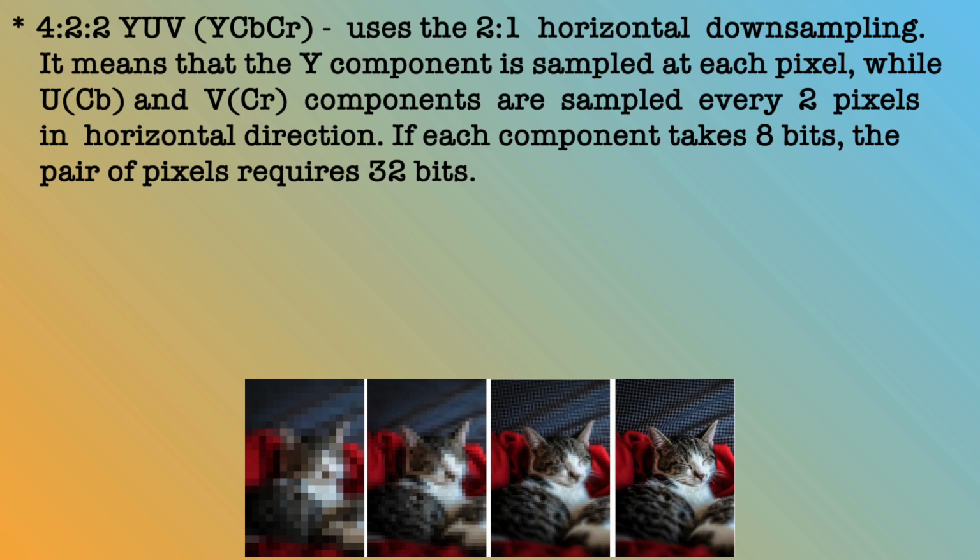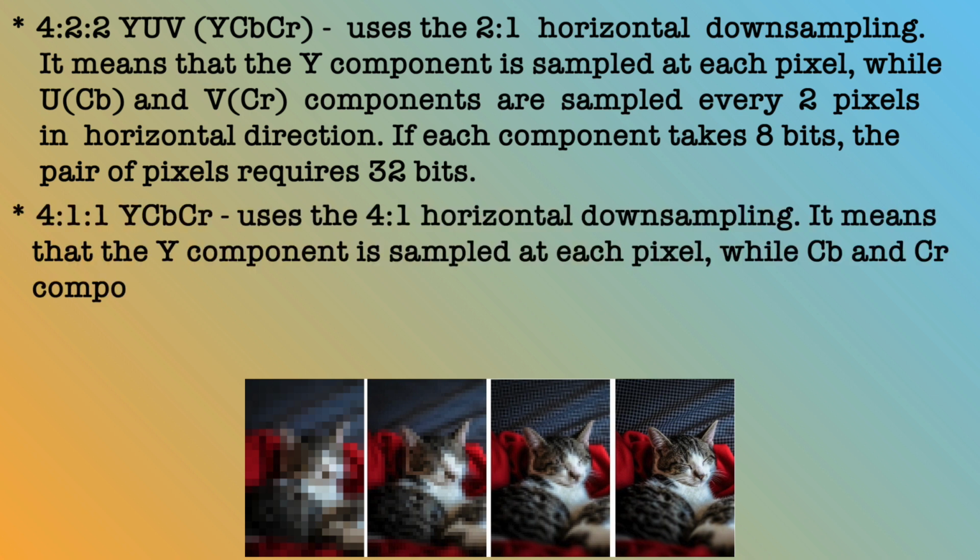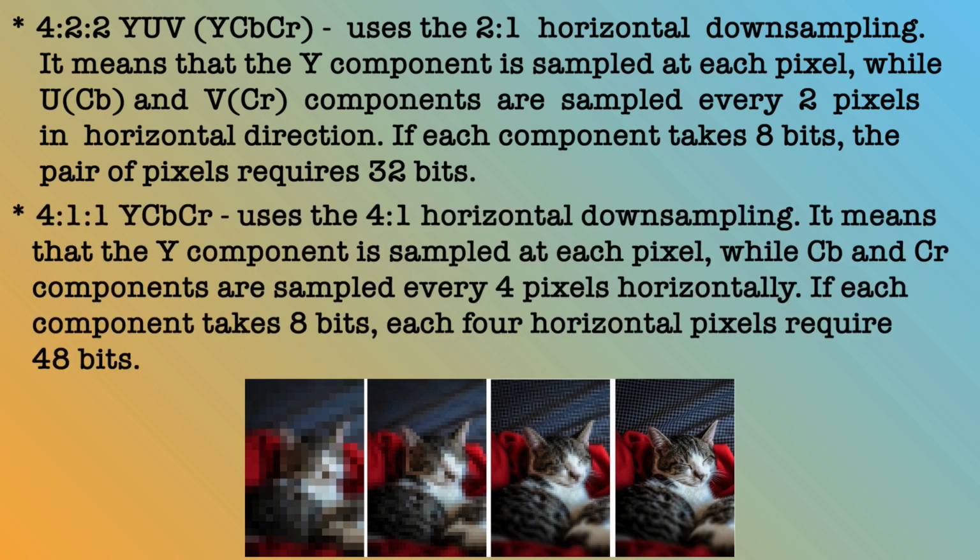Now the third sampling ratio is YCbCr 411. It uses 4:1 horizontal downsampling. It means that the Y component is sampled at each pixel, while Cb and Cr components are sampled every 4 pixels horizontally. If each component takes 8 bits, each 4 horizontal pixels require 48 bits.